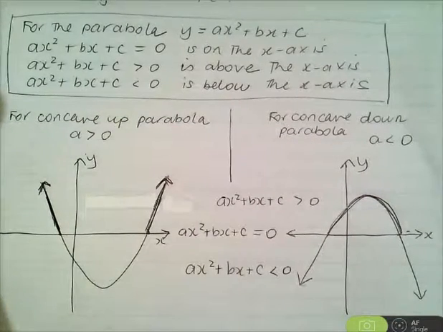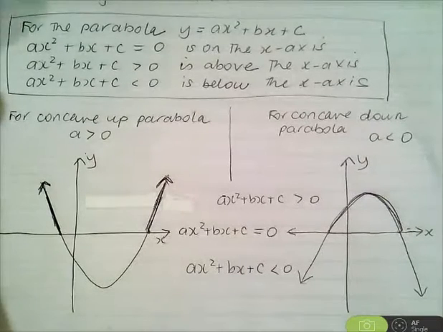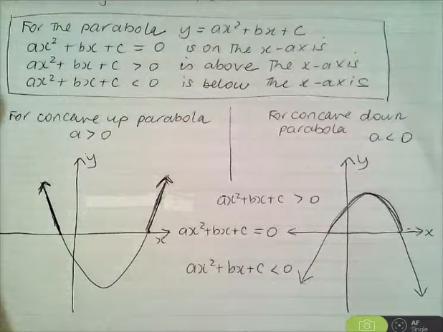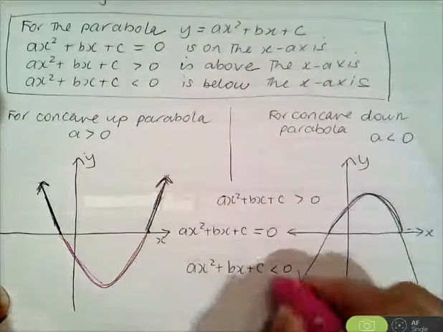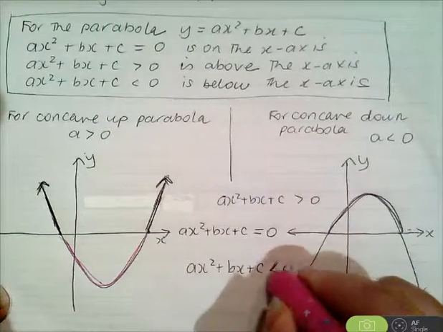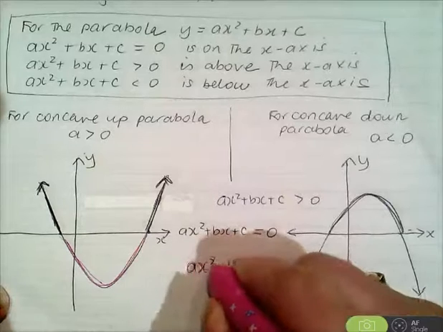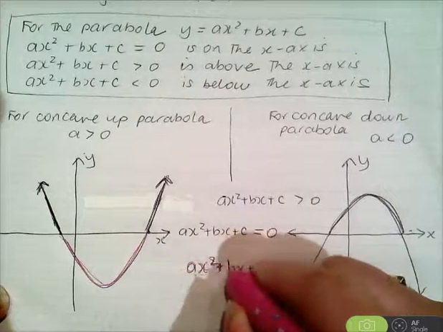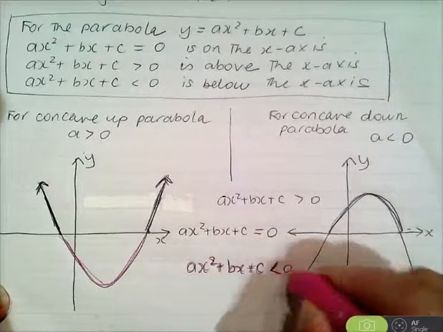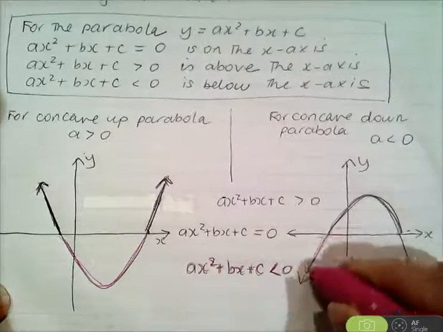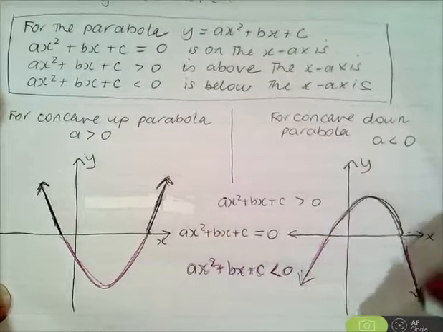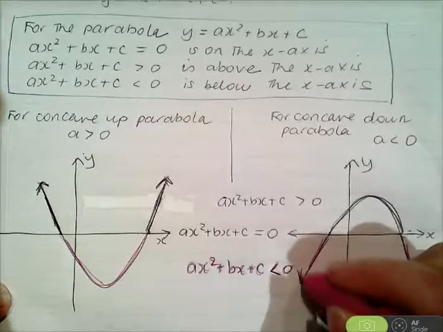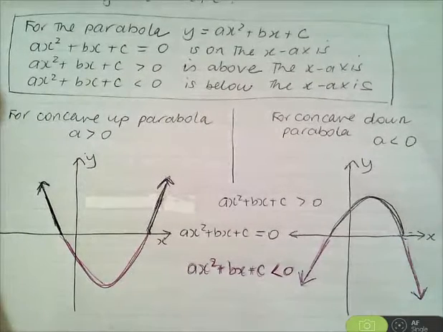And then below the x-axis is where we have less than 0 values. So anywhere down here is where the parabola is less than 0. So this is where ax squared plus bx plus c is less than 0. And on this concave down parabola, it's anything below the x-axis as well. So this in purple is where this parabola is less than 0.